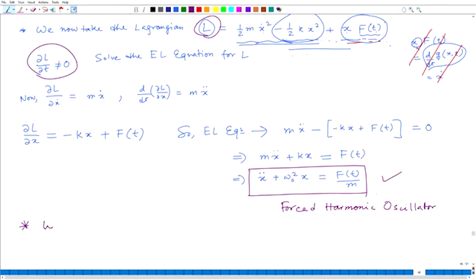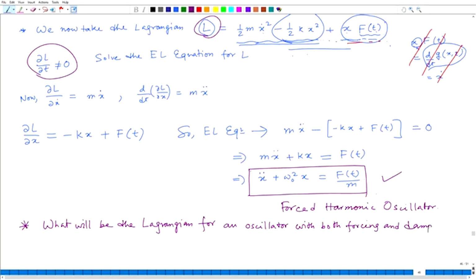Exercise for you, what will be the Lagrangian for a system, or an oscillator, with both forcing and damping, so that the final equation of dynamics becomes x double dot plus 2 lambda x dot plus omega 0 square x is equal to some f of t by m. Can you do that? Okay.